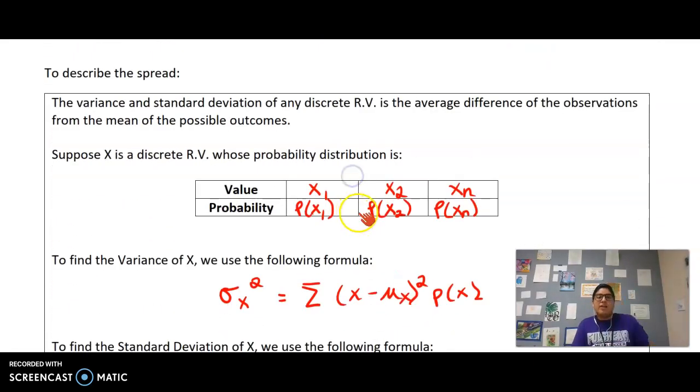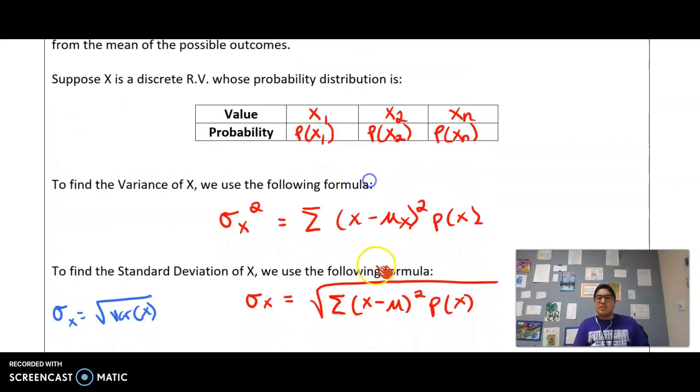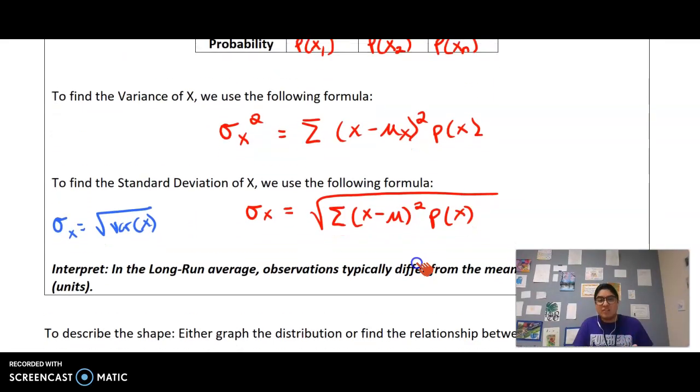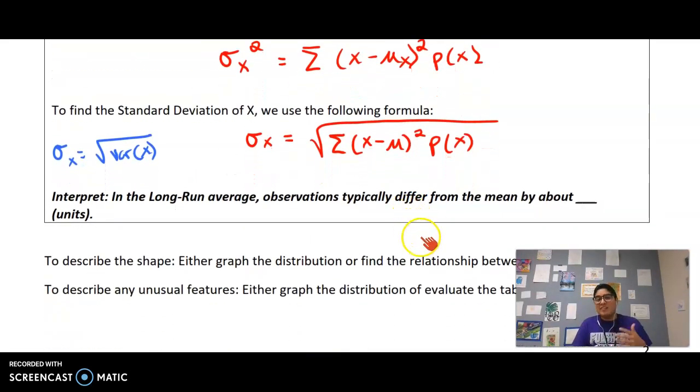Now, to describe our spread, we will use the standard deviation, but to get there, we need to find the variance first. So the formula looks a little scarier than it actually is. This just says you take the mean away from the observation, because we know that the standard deviation is how much each observation varies from the mean, typically on average. So here you can find the variance first and then take the square root to find the standard deviation, or you can just go straight to the computation. But here we'll say something along the lines of, in the long run average, observations typically differ from the mean by about this many units.